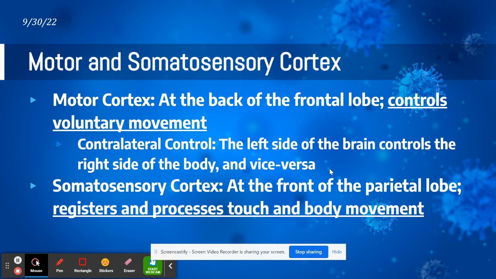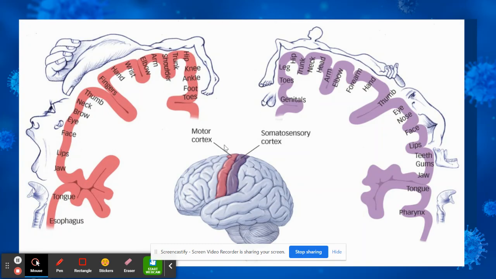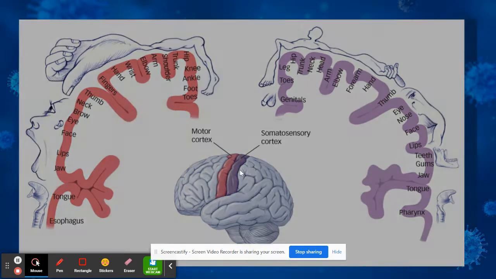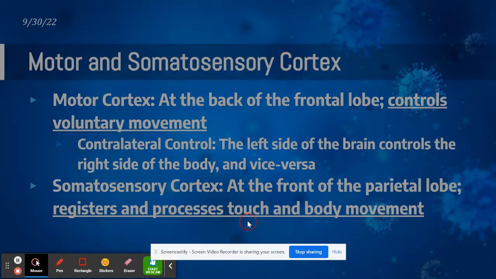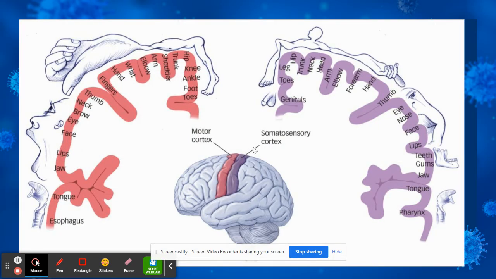And I'll show you what happens there, or the communication doesn't happen the way it's supposed to. The somatosensory cortex, that is right behind the motor cortex here, and that is related to sensation. So sensory is in here. Somatosensory is referring to registering and processing body movement and touch. So this is right at the front of the parietal lobe.